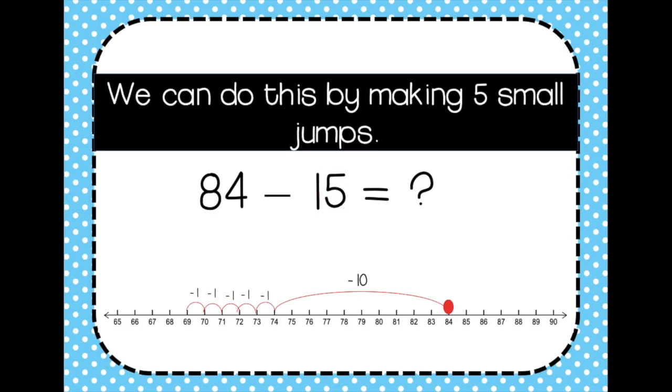We can do this a few different ways. So one of the ways we can do it is we can make 5 small jumps. So we were at 74, and we can take away 5. Minus 1, 2, 3, 4, 5.